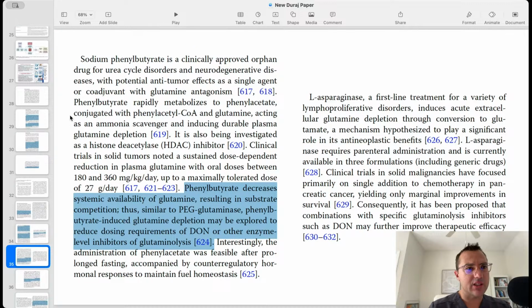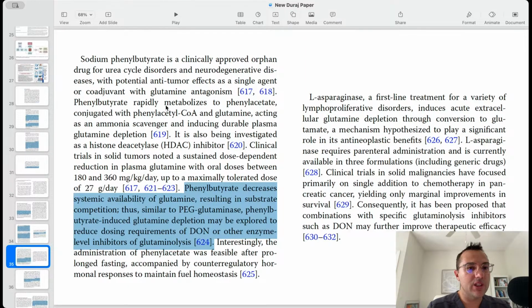So I just want to mention this because I'll be very frank with you, I'd never heard of this medication. And even in the pretty extensive searches that I've done looking at the glutaminolysis pathway, I'd never come across this. But anyway, sodium phenylbutyrate is a clinically approved orphan drug for urea cycle disorders and neurodegenerative diseases with potential anti-tumor effects as a single agent or co-adjuvant with glutamine antagonism.